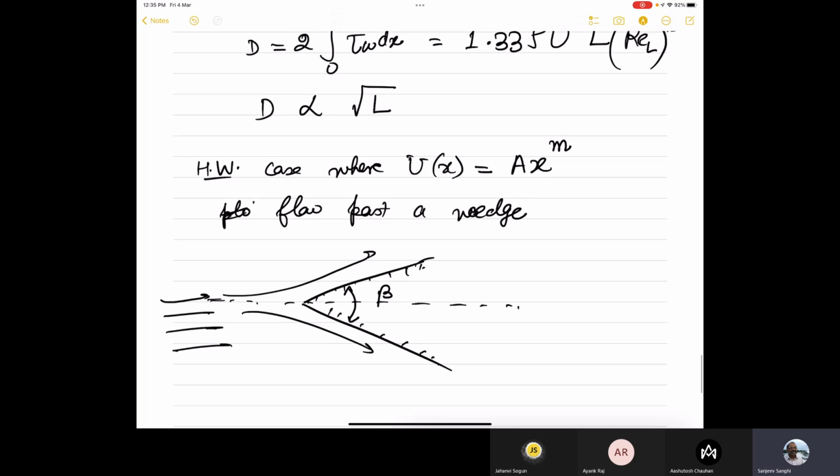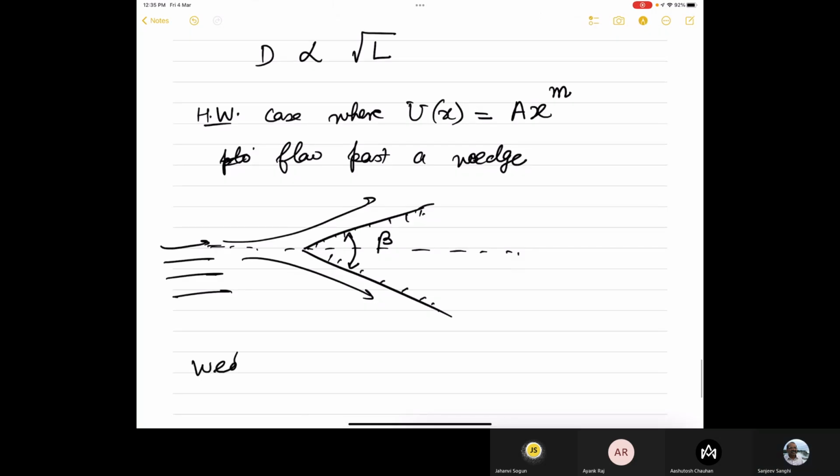And if the wedge angle is beta, this is related to m. I don't exactly remember; you can check it up. I think it is m plus 1 by 2 or something like that. The angle beta is a direct function of m.